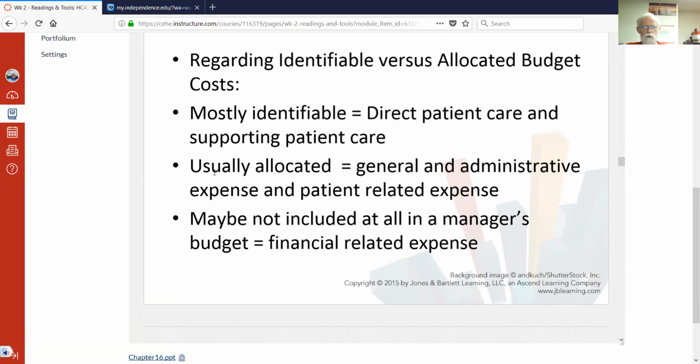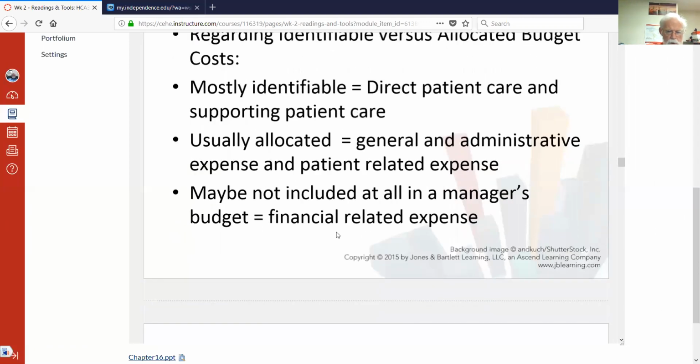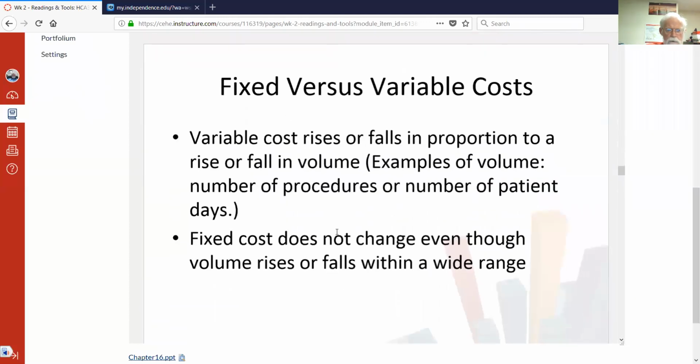G&A expenses can be allocated, and financial related expense such as interest on debt and that sort of thing are not at all in the operating budget for the managers.